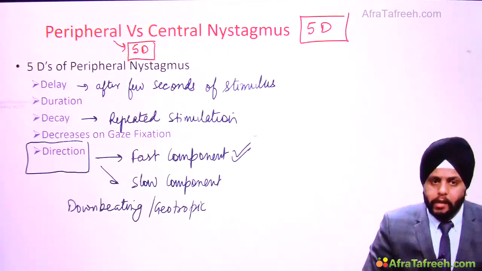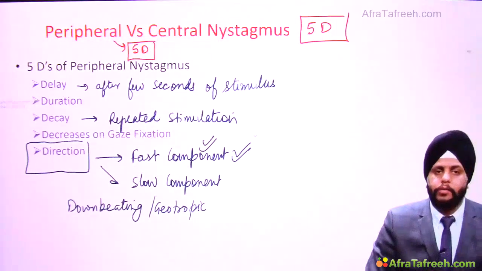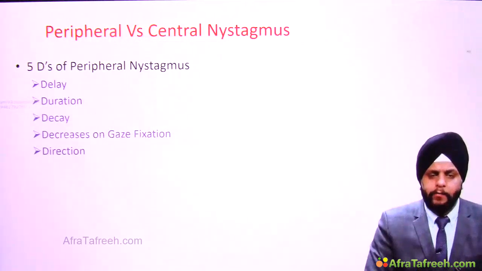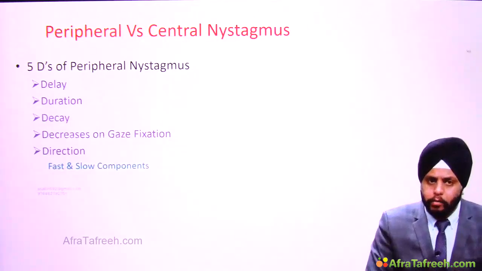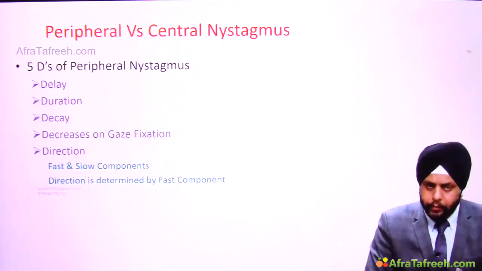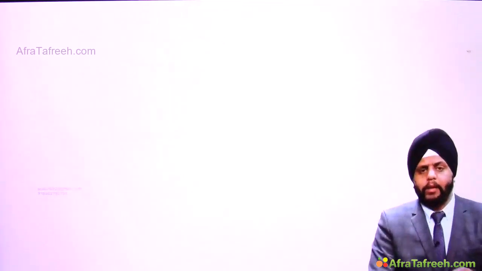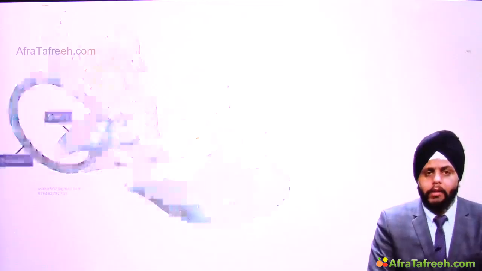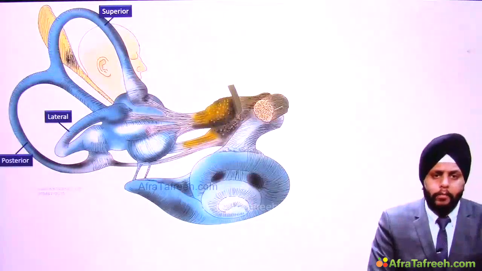So peripheral nystagmus has direction, and direction is given by the fast component. Clear? Then we have discussed the 5 Ds of peripheral nystagmus: duration, delay, decay, decrease on gaze fixation, and direction. We talked about direction. It has fast and slow components, and the direction is given by the fast component. So that was about the 3 semicircular canals, superior, lateral, and posterior.